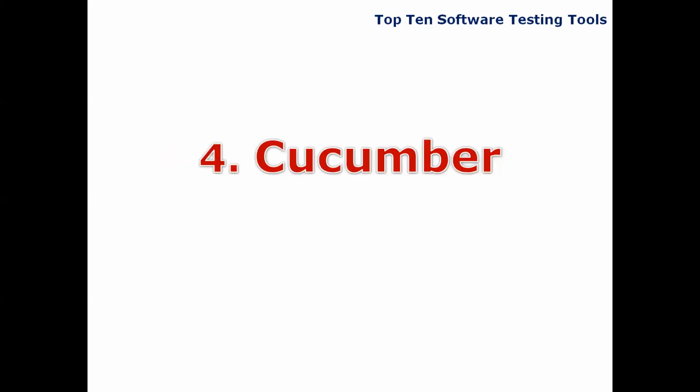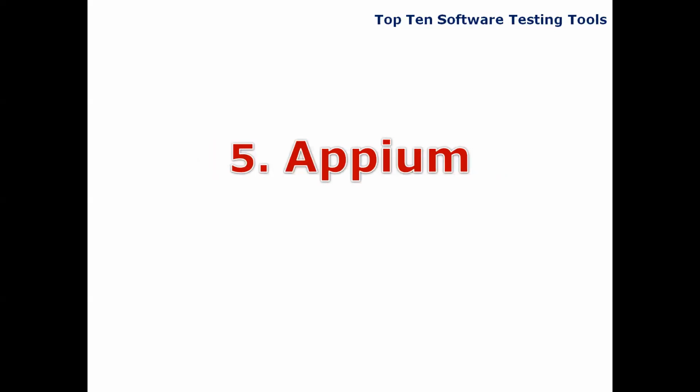Next, Cucumber. Cucumber is a behavior-driven development tool used to develop test cases for the behavior of software's functionality. It plays a supporting role in automated testing. Cucumber plays a vital role in the development of acceptance test cases for automation testing. It is mainly used to write acceptance tests for web applications as per the behavior of their functionalities.